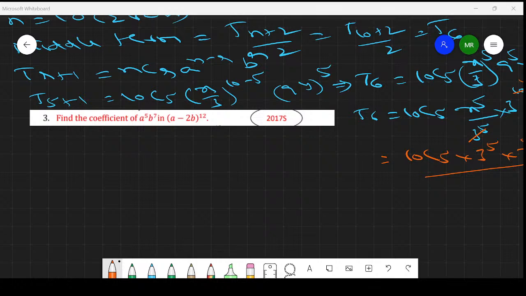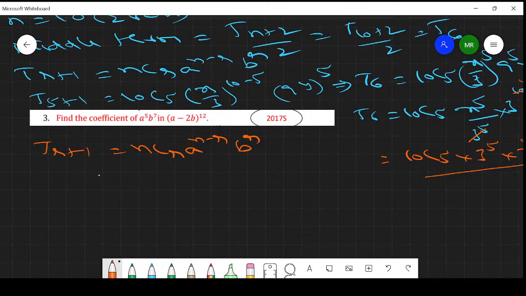This was a simple problem. You can observe this problem. Find the coefficient of a power 5 b power 7 in (a minus 2b) whole power 12. When they are asking for a coefficient, first you write the general term. When they are asking for a coefficient or the middle term also, always the general term: T(r plus 1) equals nCr, a power n minus r, b power r. You write the general term.